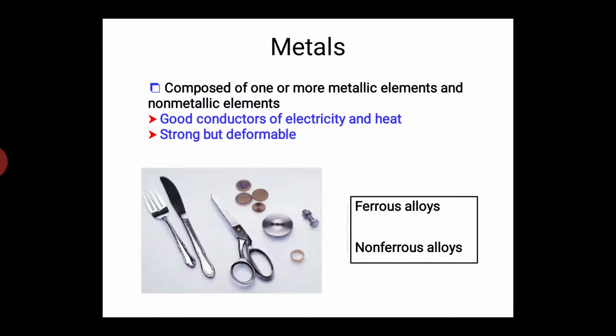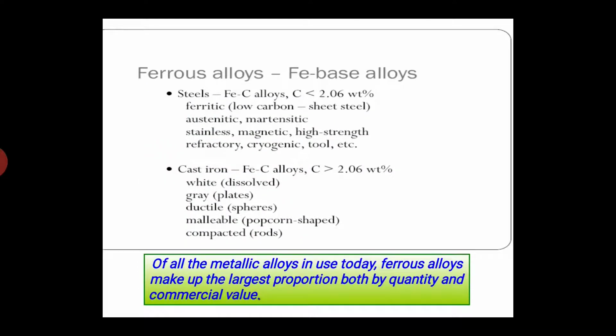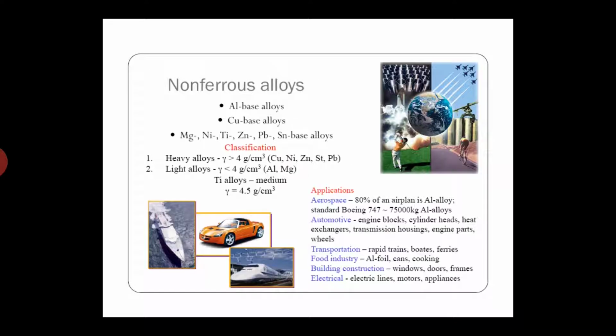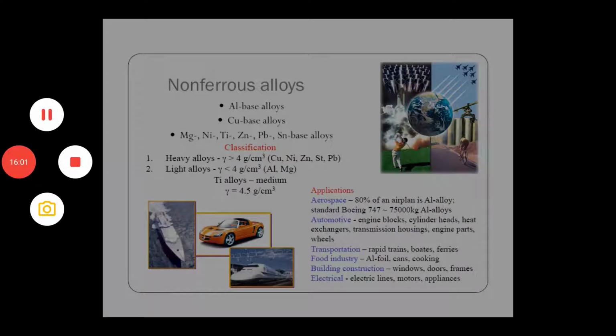Then here are some examples: ferrous alloys and non-ferrous alloys. Ferrous means iron is the main constituent. Non-ferrous means the main constituent is other than iron. This is nothing but the ferrous and non-ferrous materials.